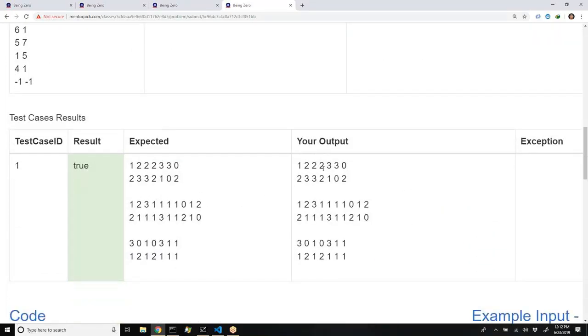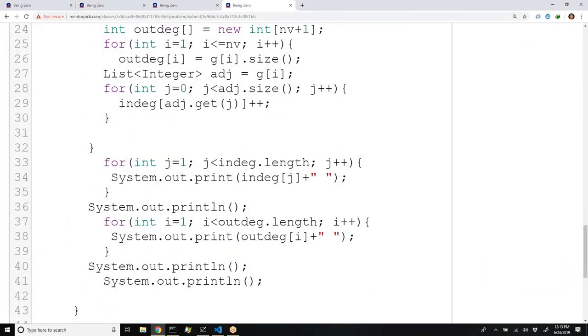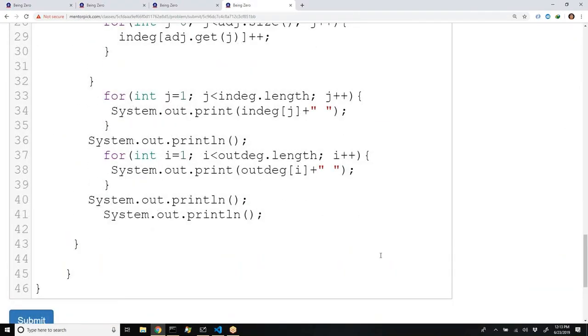And I saw one additional space also. So this is, you got it? Yes, Sandeep, I got it. Thank you.